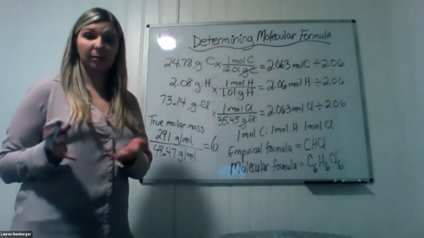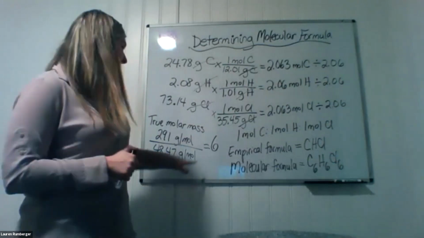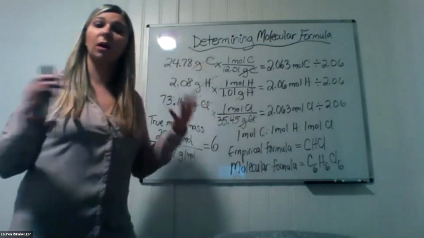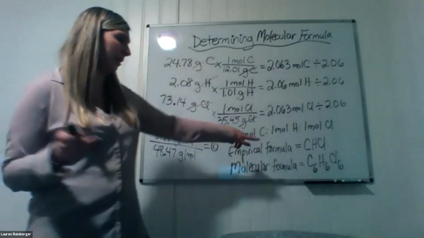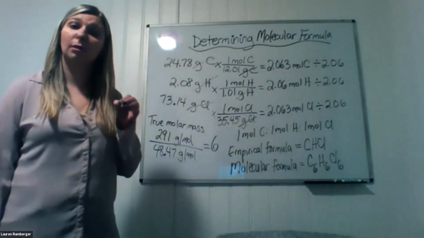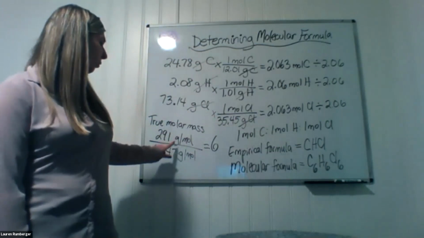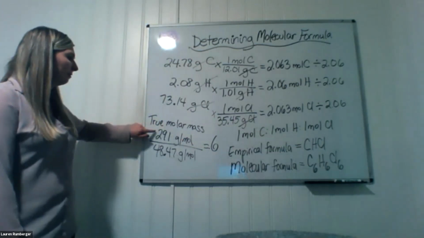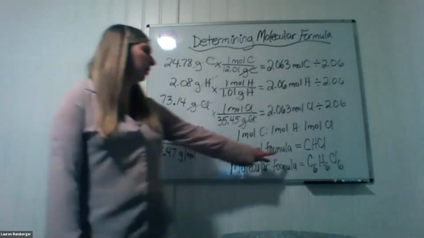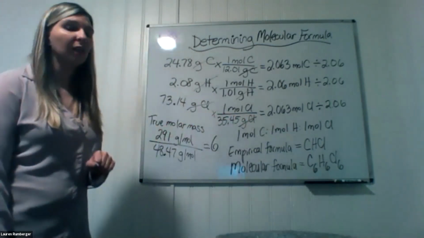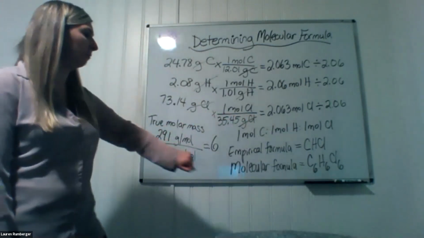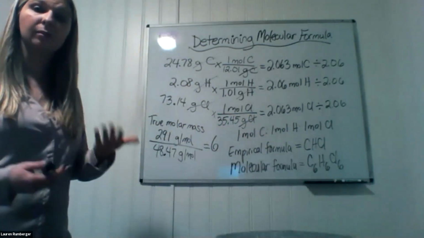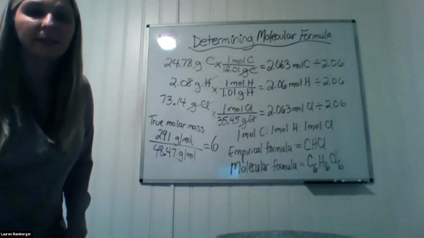Okay, so in this case, it turned out that since everything was 1 to 1, then everything here has a subscript of 6. Okay, but you just multiply the factor by whatever the subscripts are within the empirical formula. It won't always all be 1 to 1 to 1, like in this case. So whatever the subscripts are, you multiply the subscript by the whole number factor that is determined by dividing the true molar mass of the compound by the molar mass of the empirical formula. And then we found that the molecular formula is C6H6Cl6 for this compound. It's the insecticide lindane.